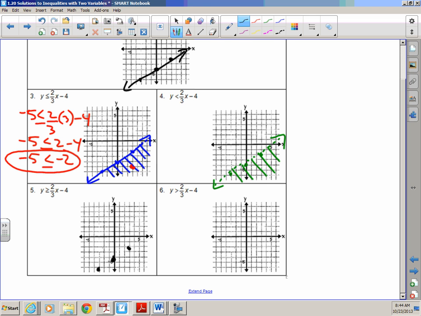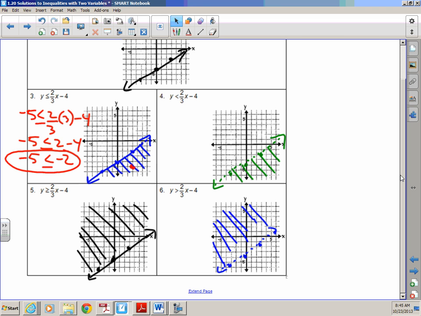It's got an equal to, solid line. But now it's greater than, so I'm going to shade in the area above. Next example, again, sorry to belabor doing the same 3 points, but it just makes that part easy. Now instead, because it's no equal to, a dotted line, shading is still the same. Okay?